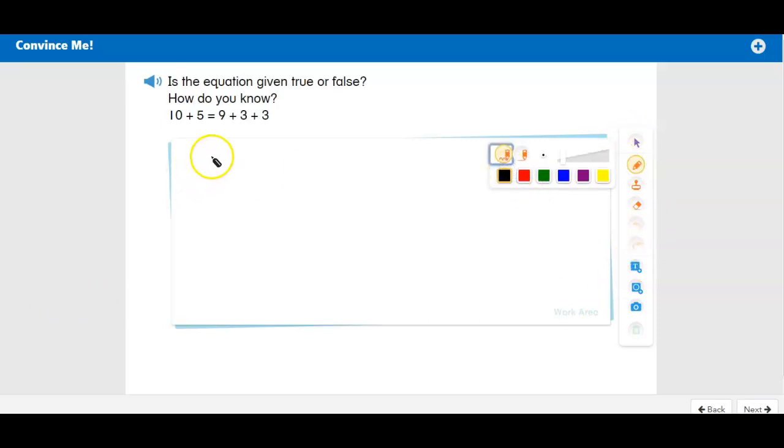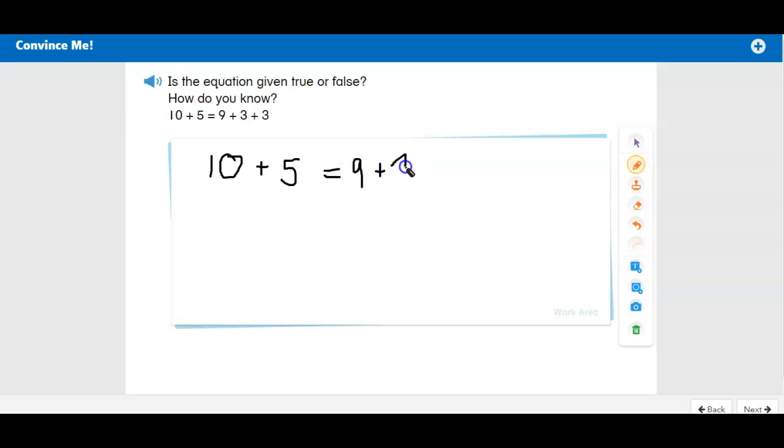I'm first going to start by rewriting our equation in my workspace. So I'm going to write 10 plus 5 equals 9 plus 3 plus 3. Now remember, if an equation is true, that means that both numbers on each side of this equal sign are the same. So let's start by solving 10 plus 5. What is 10 plus 5? Well, 10 plus 5 is 15.